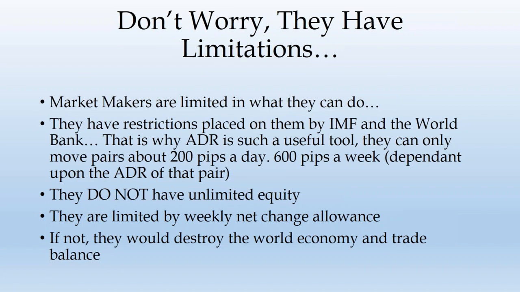However, they have a lot, okay? They can really move these markets, but they're not unlimited. They are limited by a weekly net change allowance. Means they can only change so much per week, because if not, they would destroy the world economy and trade balance, okay? And they just can't do that. So they got to segment these seasonal trends, weekly trends, intraday trends. They really got to segment them and go back and forth a little bit with a really progressive net change. It can't just be, snap just like that.